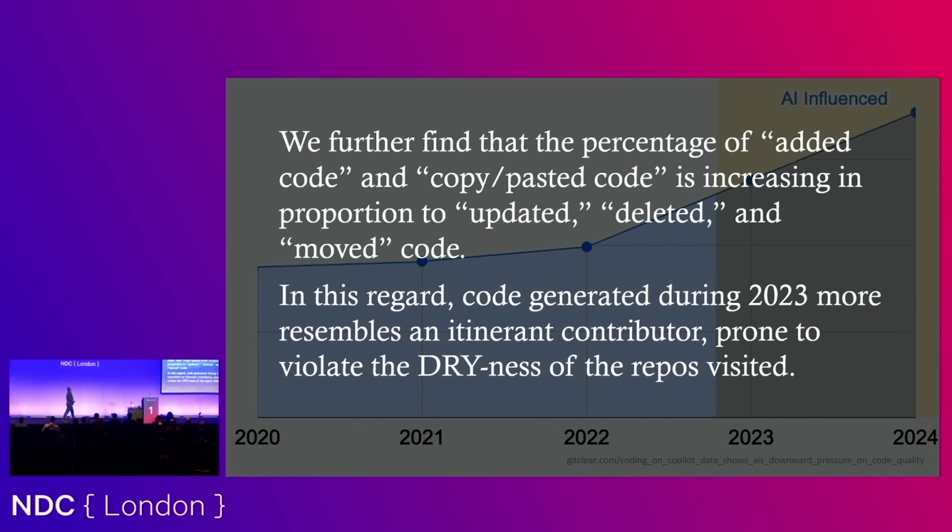In this regard, code generated during 2023 more resembles an itinerant contributor, prone to violate the dryness, don't repeat yourself, of the repos visited. So, itinerant contributor, the point that they were making, in fact, the question they were trying to answer is, if we use an AI assist, do we end up with code that tends towards the skills of a senior developer who belongs to that organization and has experience and history and a vested interest in that organization? Or do we end up with code that reflects perhaps the style of a short-term contractor? We have the answer. It reflects the style of a short-term contractor.